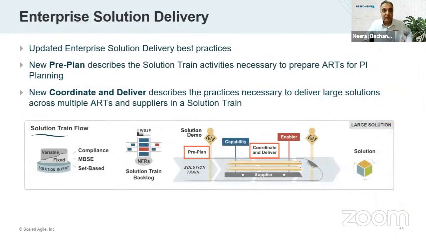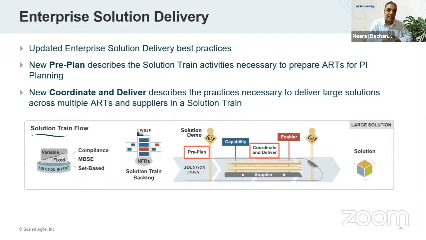The large solution, or what we call the enterprise solution, also has gone through some minor changes. If you remember, the word pre-planning was used in the previous versions, and it used to cause a lot of confusion because pre-planning would mean the kind of planning required before the PI planning. Whereas it actually means you have an event called pre-plan in SAFe 6.0, where all the agile release trains under a solution train come together and try to get alignment on the objectives they are trying to achieve in this PI.